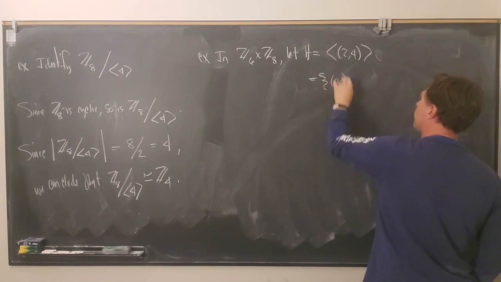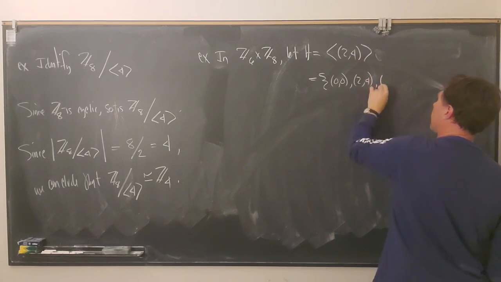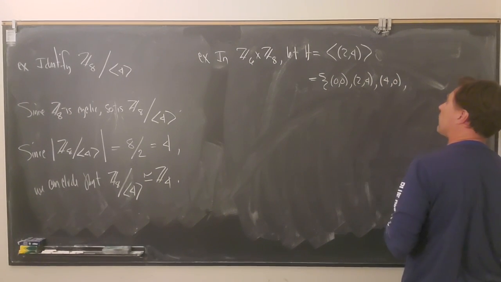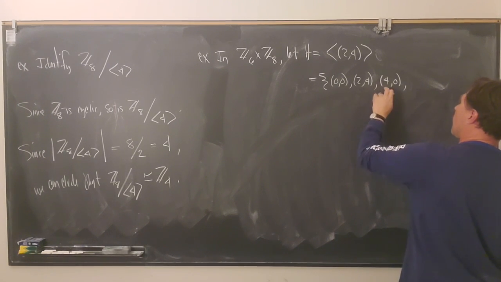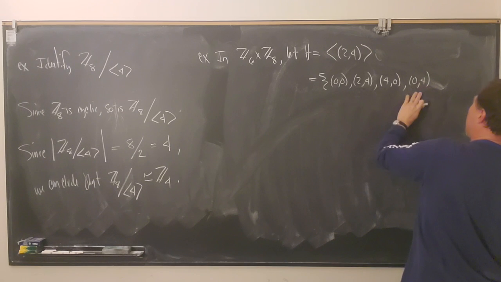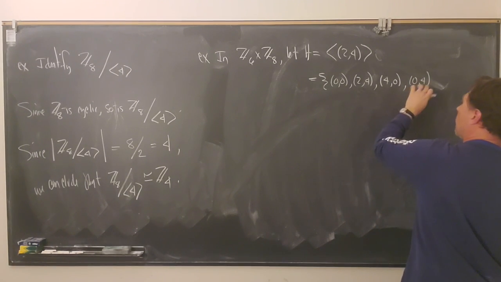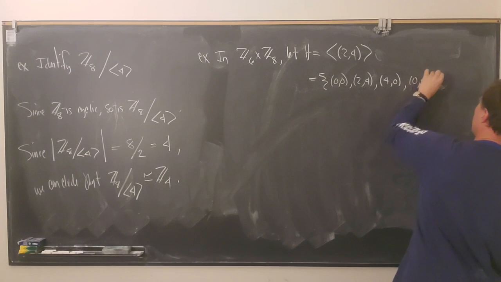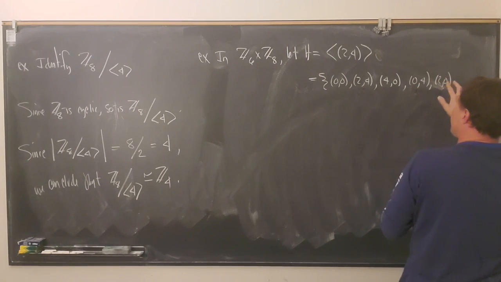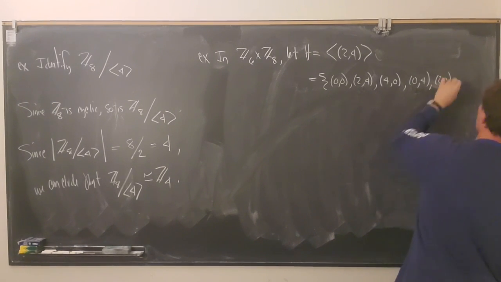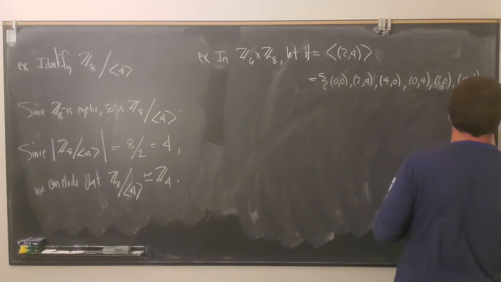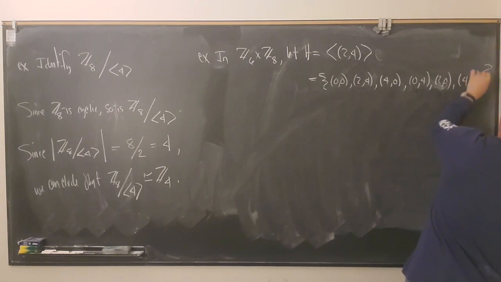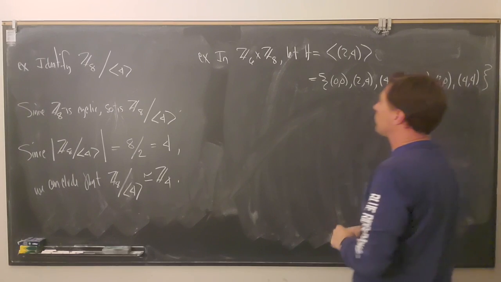And so if we write this out, it's going to have 0, 0, and 2, 4. And if I add it to itself, that will be 4, 0. Add it to itself again, it will be 0, 4. Add it to itself again, I'm going to get 2, 8, which is 2, 0. Add it to itself again, that will be 4, 4. And then add it to itself again, I will get 6, 8, so that's the identity. And so what do we have? 1, 2, 3, 4, 5, 6. Yeah, we have a subgroup of order 6.